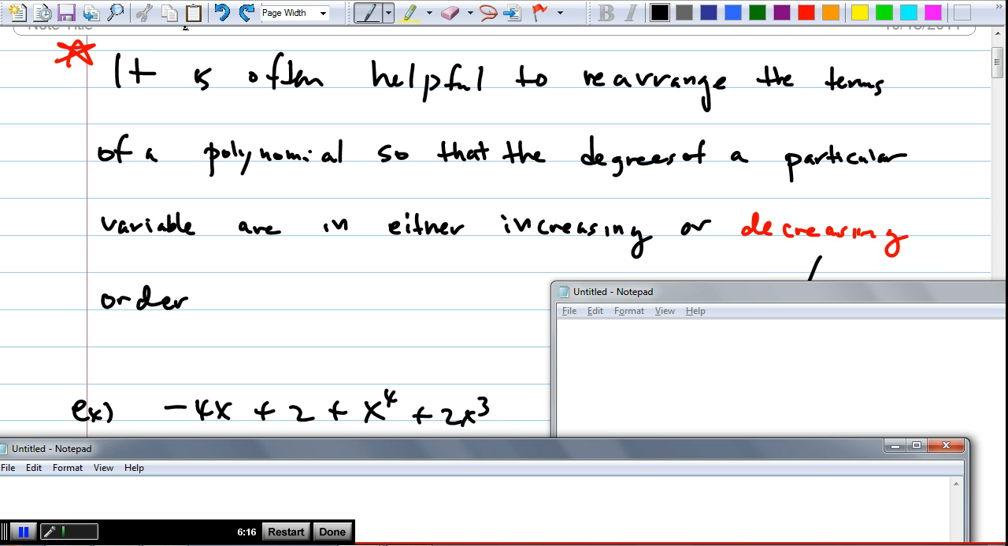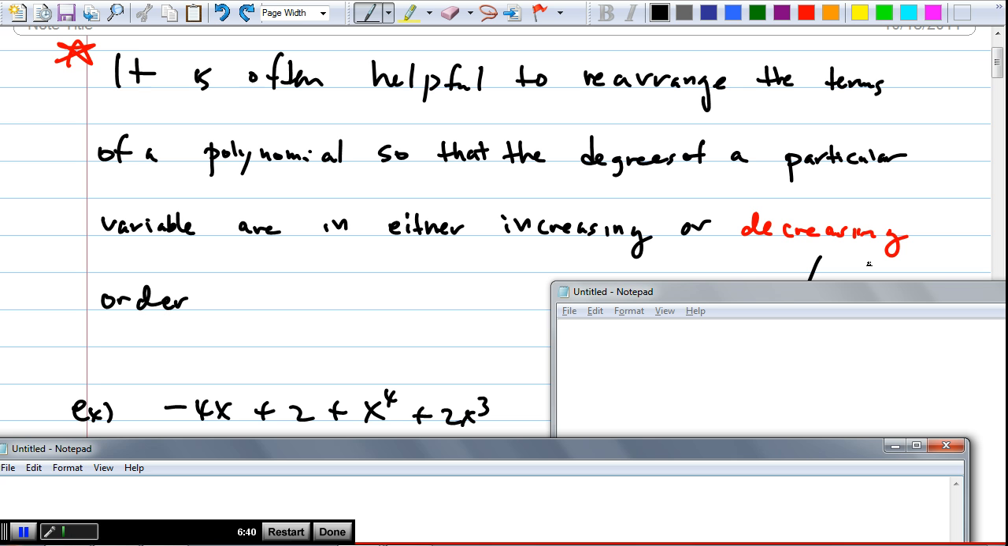So anybody know, first of all, why is this polynomial not a good way of writing? Why isn't this written in a nice way? It's in random order of the degrees, the exponents, right? So can somebody rearrange this? Which order do I like better, increasing or decreasing? I like decreasing. That's why. Okay, good.